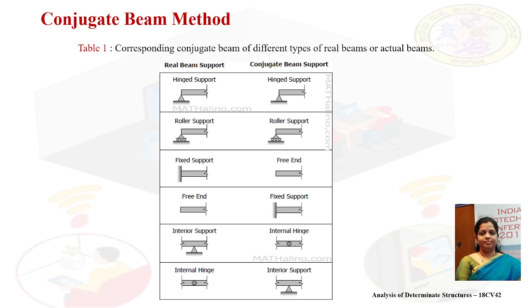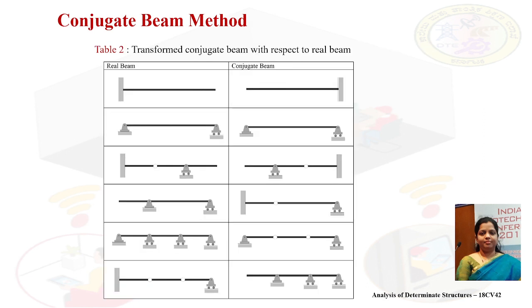An intermediate support in the real beam will become an internal hinge in the conjugate beam. Similarly, an internal hinge in the real beam will be transformed into an internal support in the conjugate beam. Table 2 displays the transformed conjugate beam with respect to the real beam.